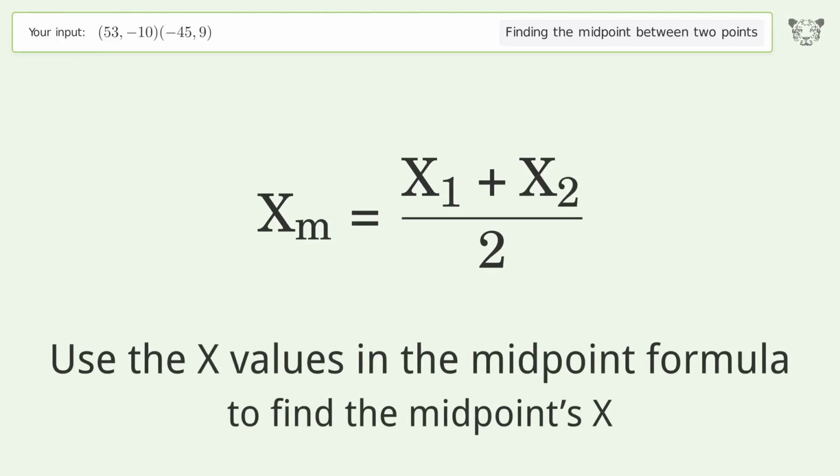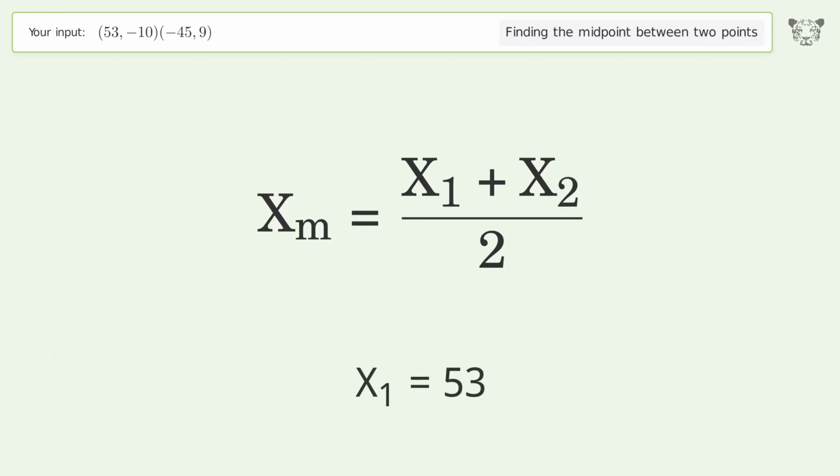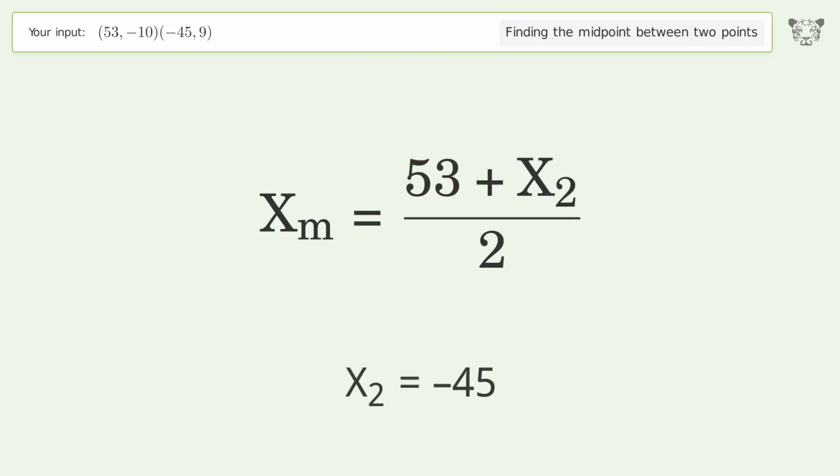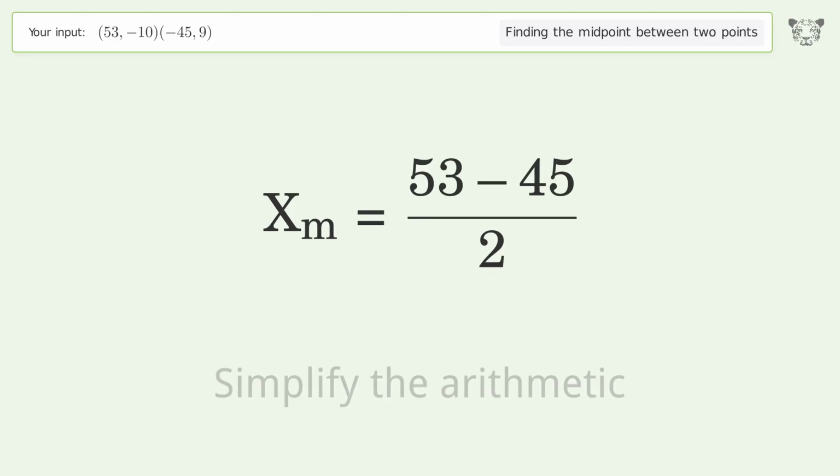Use the x values in the midpoint formula to find the midpoints x. x1 equals 53. x2 equals -45. Simplify the arithmetic.